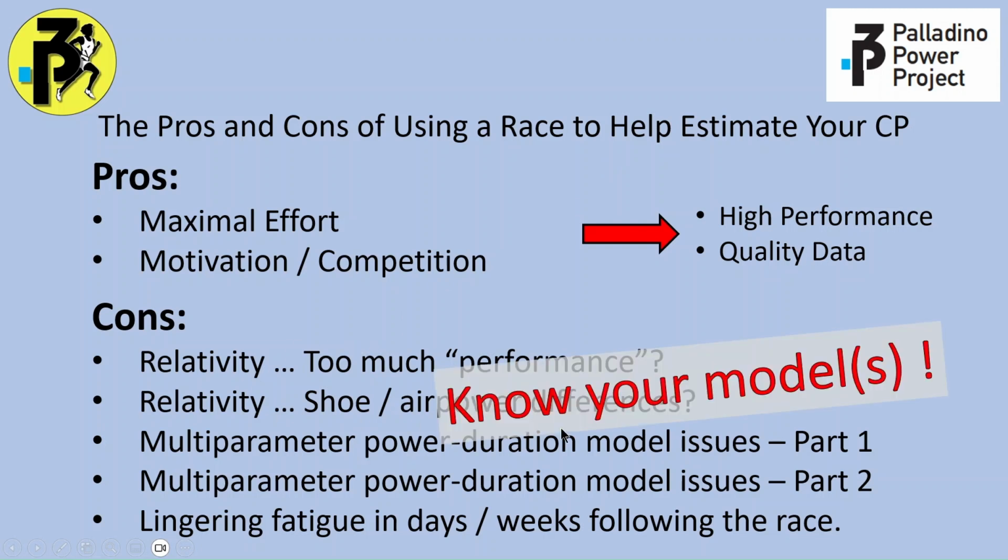Also, know your model or models. Know that you have to balance your races with short duration testing at some point in relative proximity of your B race. And also realize that there's a leverage effect, so if you're using a half marathon, it's not going to leverage your multi-parameter power duration model. And lastly, keep in mind lingering fatigue. Yeah, it's great to get out there and really charge a great race and get a good effort in, but you're going to pay the price in the following days, and you got to account for that. So be careful with that.